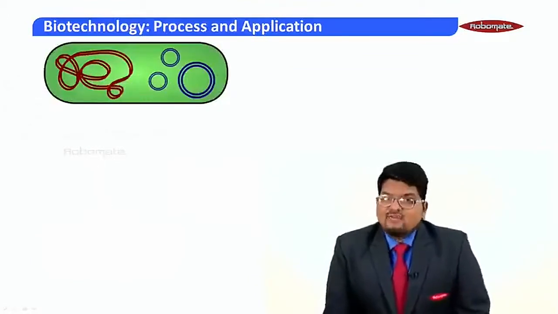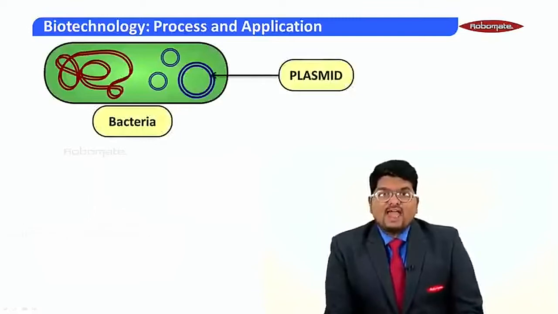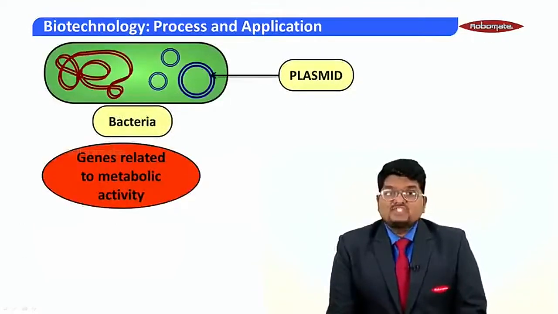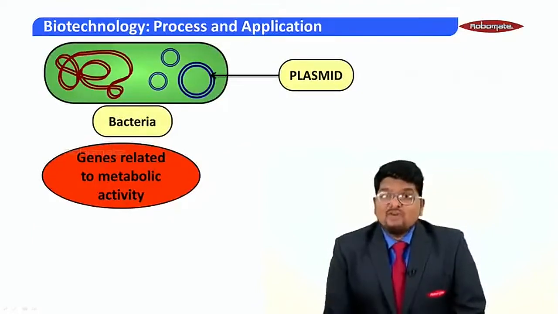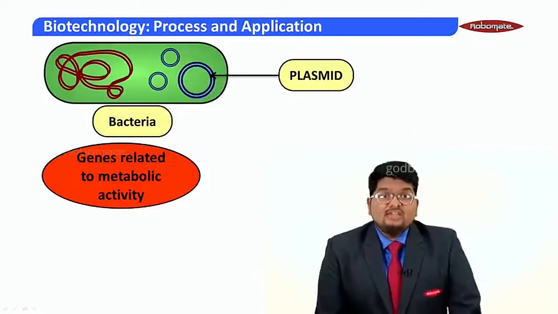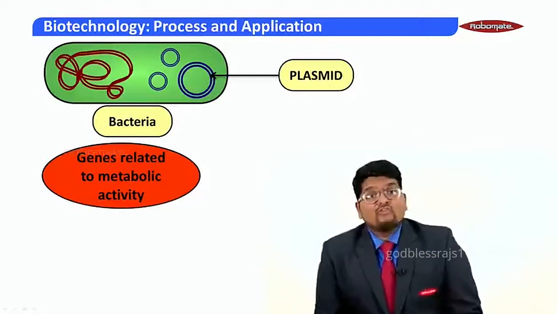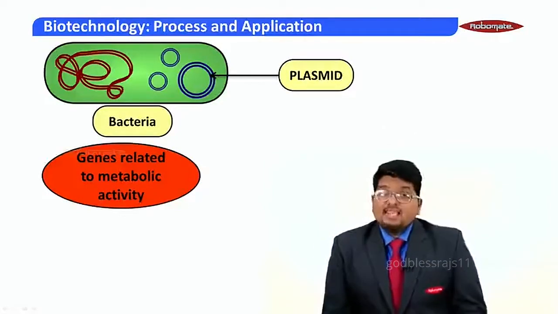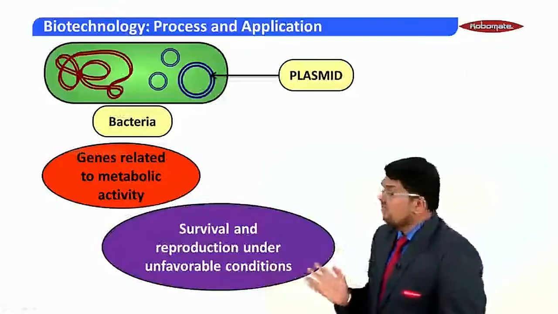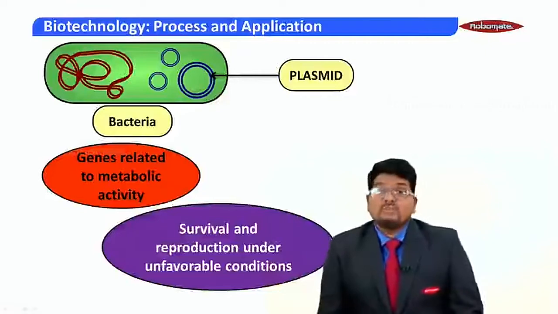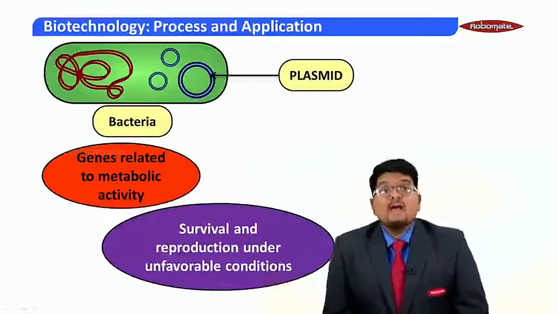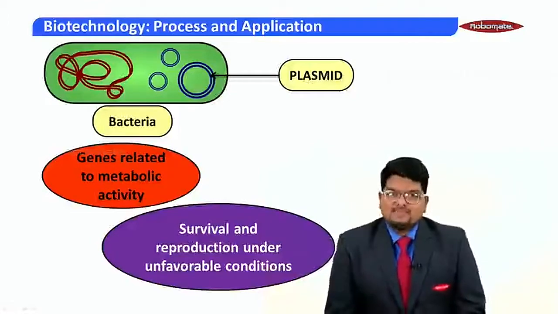So here I have a bacterial cell, and here I have a plasmid in the bacterial cell. Now these plasmids generally carry genes for metabolic activity. So they usually carry genes that are related to the metabolic activity of the organism, and they help for the survival and reproduction of the organism under unfavorable conditions. So these are the roles that are played by the plasmid in an organism.